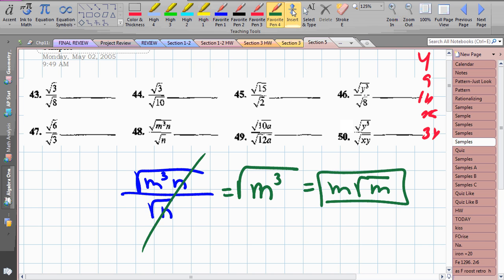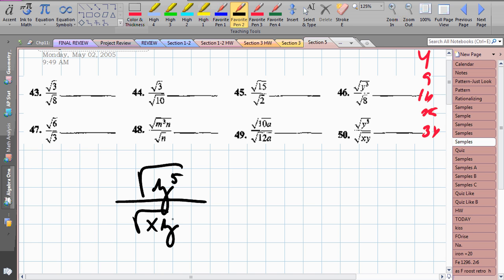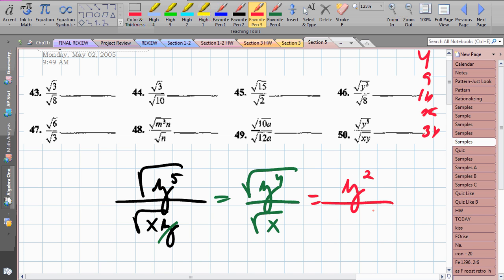Let's take a look at 50. 50 looks like what? Well, that's the square root of y to the 5th divided by the square root of xy. Well, right away I notice some y's cancel. This one y here cancels with this one right there, so that's the square root of y to the 4th divided by the square root of x. Well, the square root of x should be bothering us, but let's take a look at the numerator. Notice the square root of y to the 4th is just y squared all over radical x.